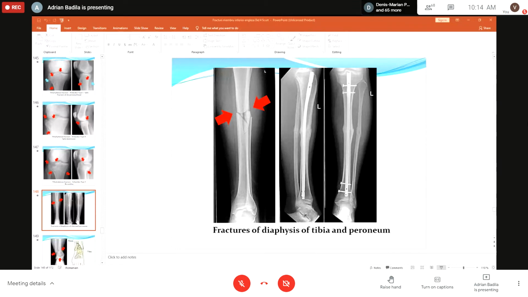I think that's a simple one as diagnosis and also as treatment. Ideas? It's a tibia fracture. At what level of the tibia? It's a fracture of what segment of the tibia? Diaphysis. It's a fracture of the diaphysis. It's comminuted. That means that we have 3 or more fragments. The peroneum is also fractured.